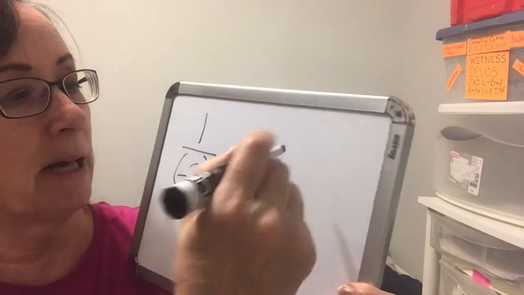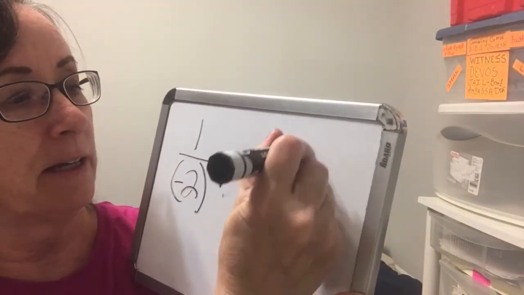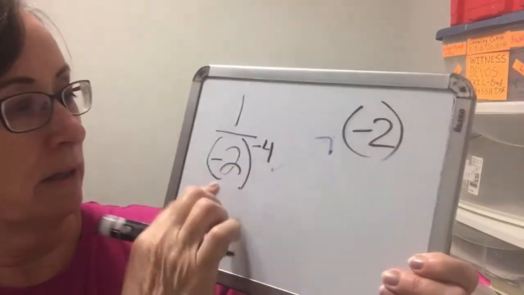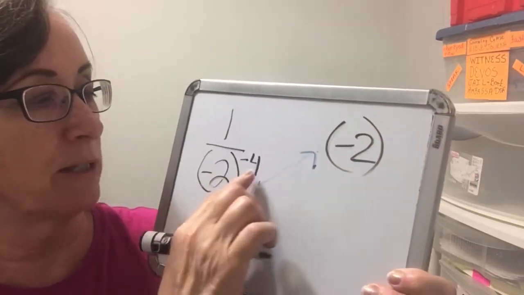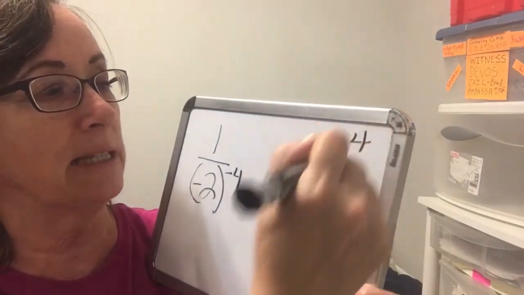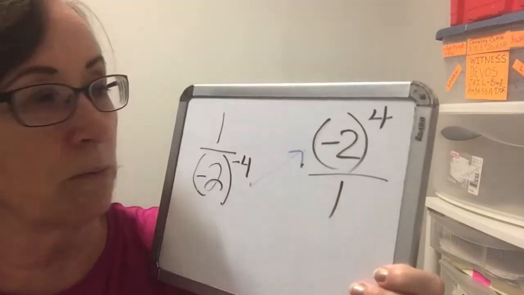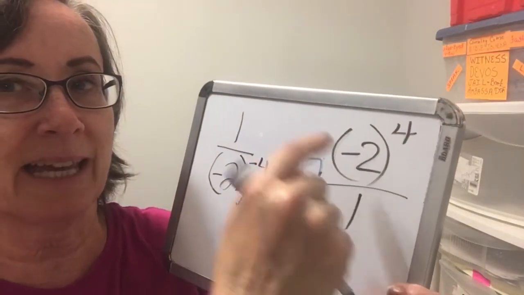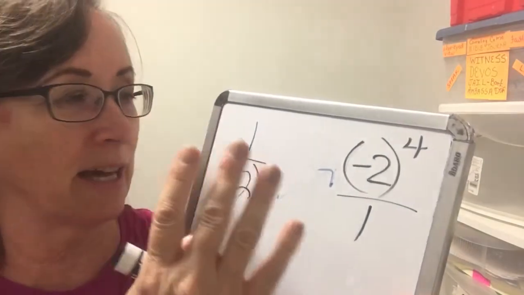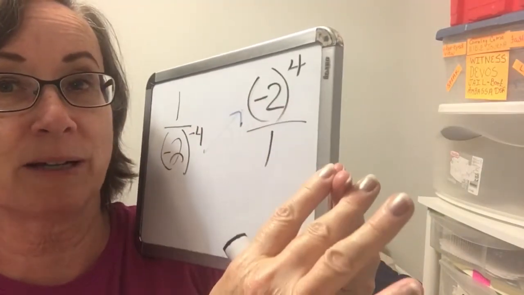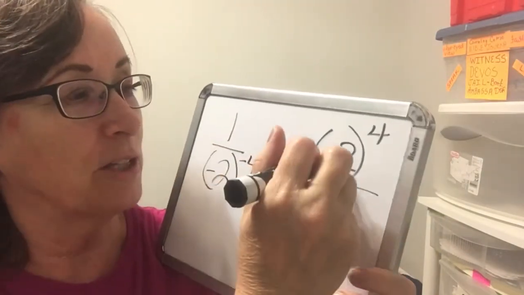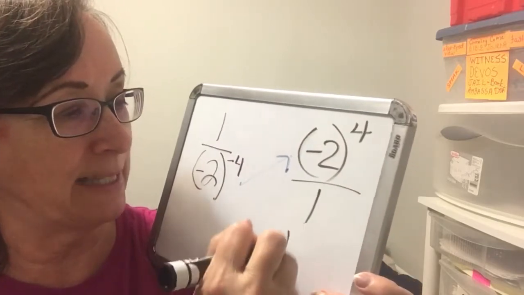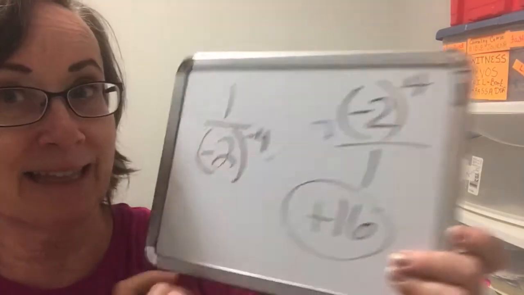So it's going to become a negative 2. We moved it upstairs, so it's no longer a negative 4. It's a positive 4. It's over 1. And negative times negative times negative times negative. There's 4 negative signs, and each pair is going to make a positive. So we're going to get a positive 16 as the answer.